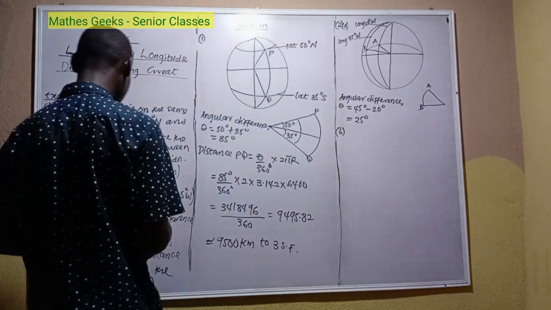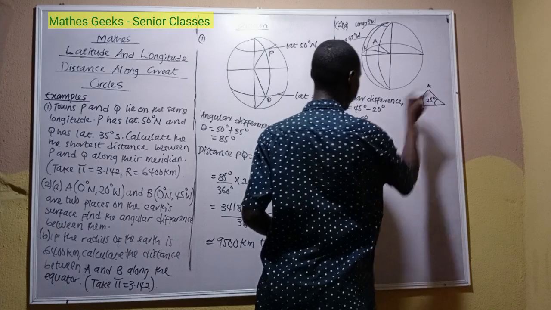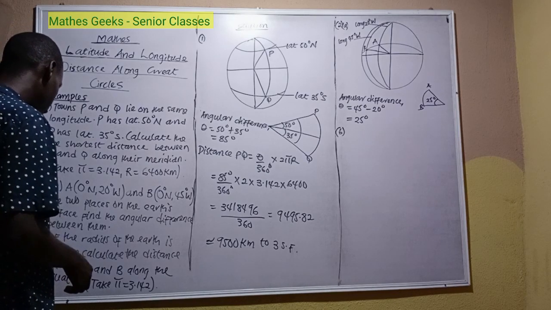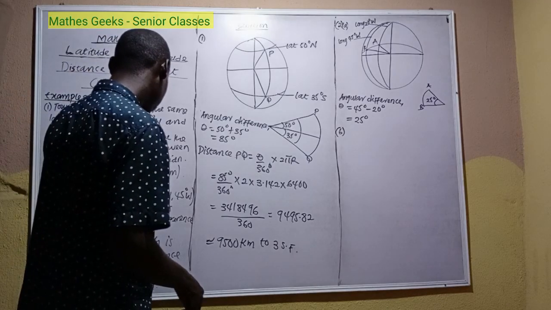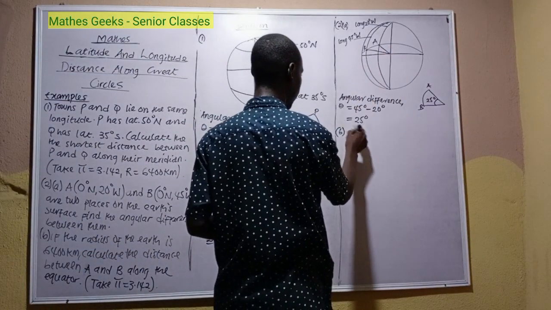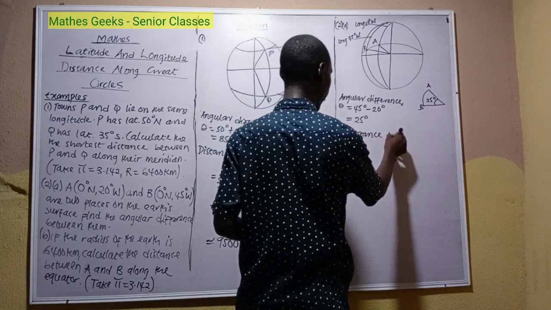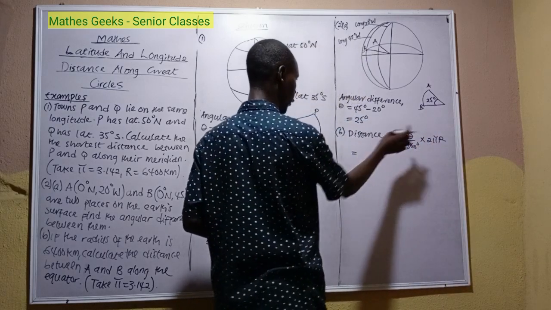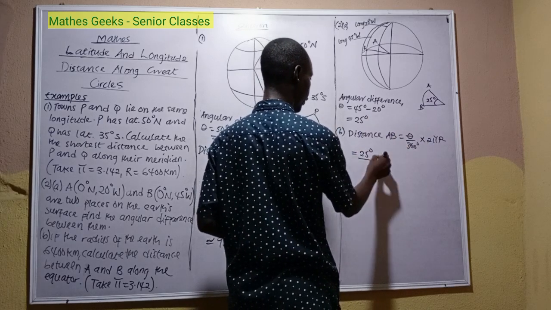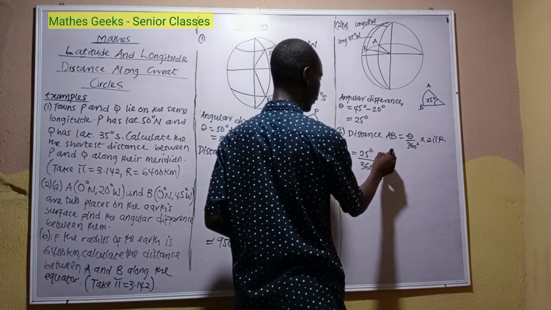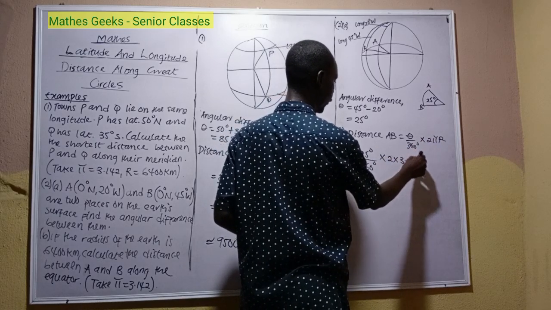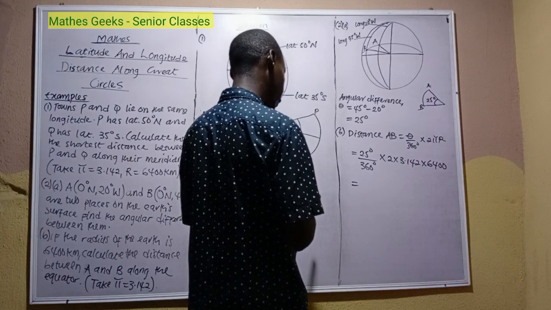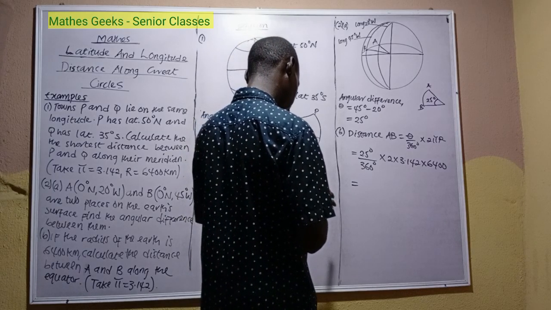So let me put it here, angular difference is 25 degrees. B says, if the radius of the Earth is 6,400 kilometers, calculate the distance between A and B along the equator. Along the equator implies that's a great circle. Take pi to be 3.142. So distance AB is equal to theta over 360 degrees times 2 pi r. Theta is the angular difference, 25 degrees over 360 degrees, times 2 times 3.142 times 6,400. That will give us 25 times 2 times 3.142 times 6,400.